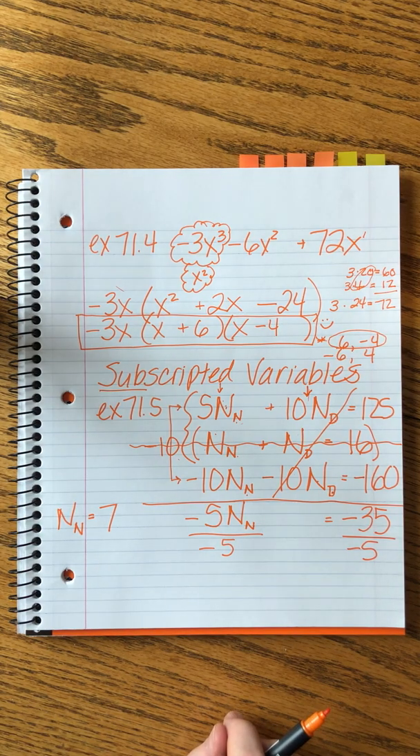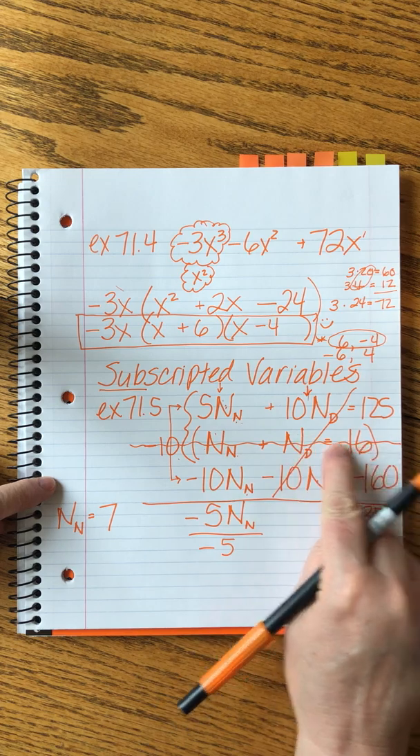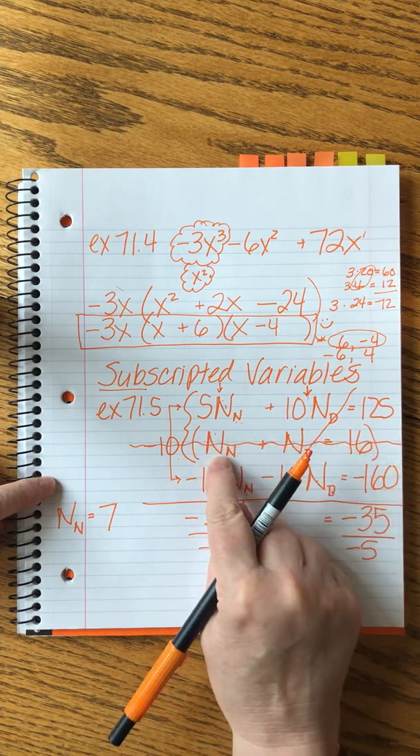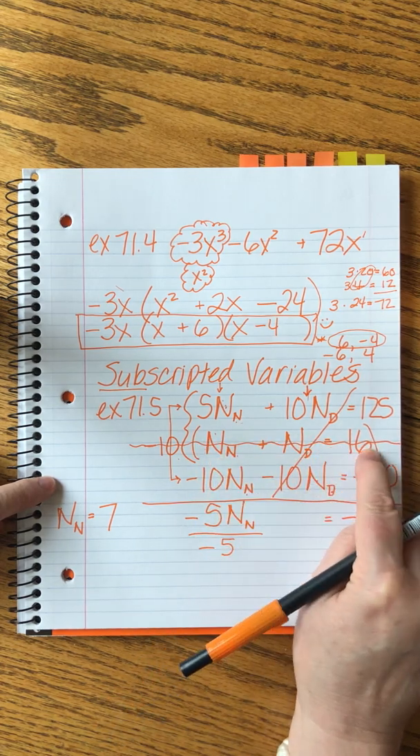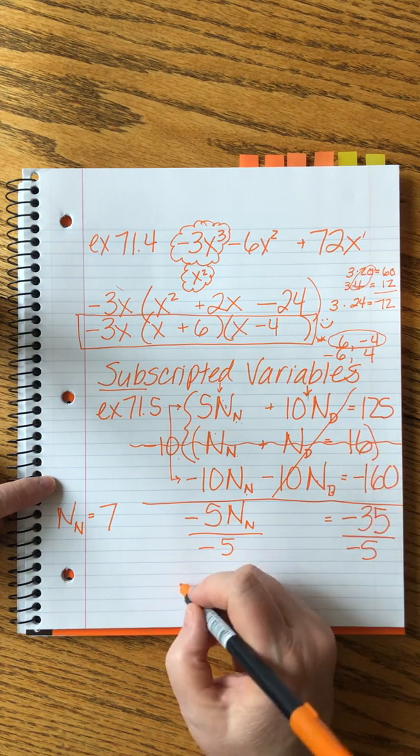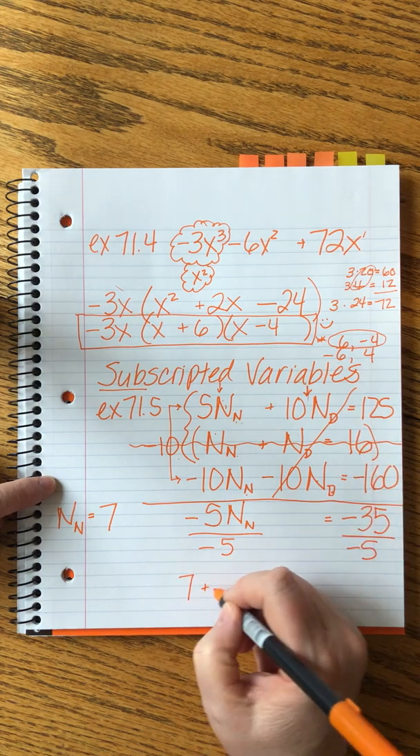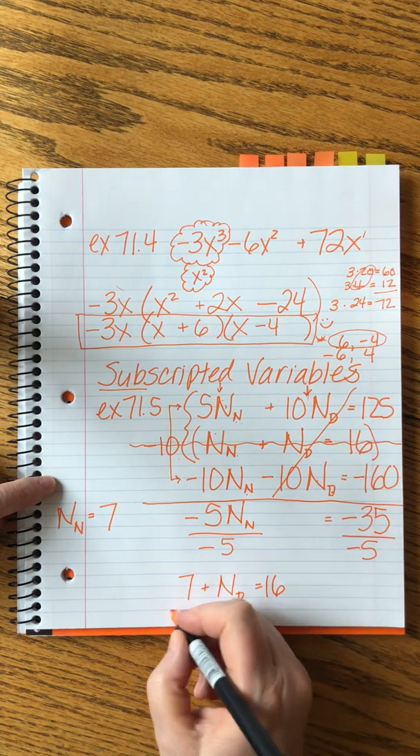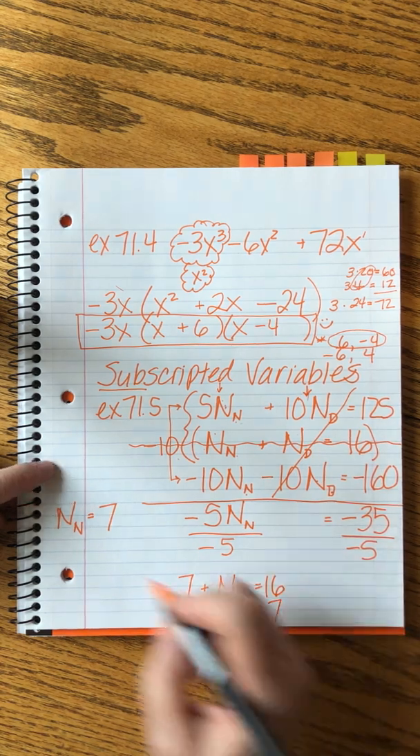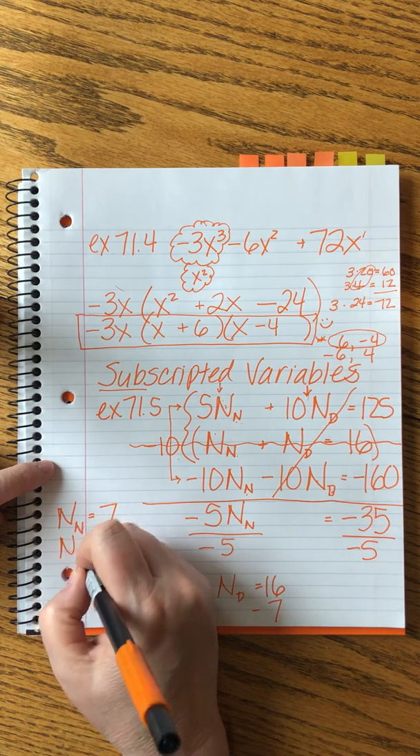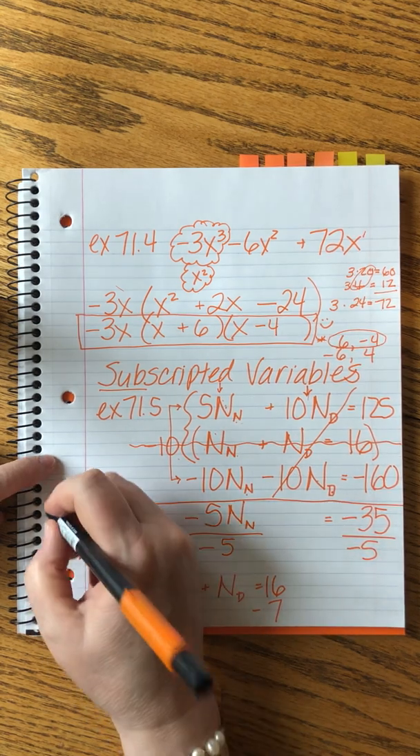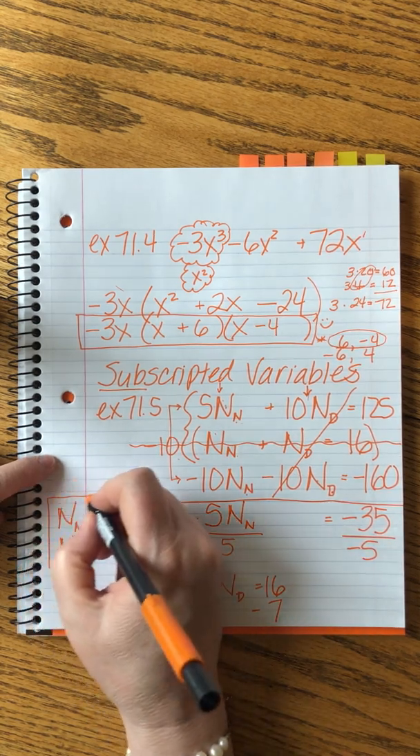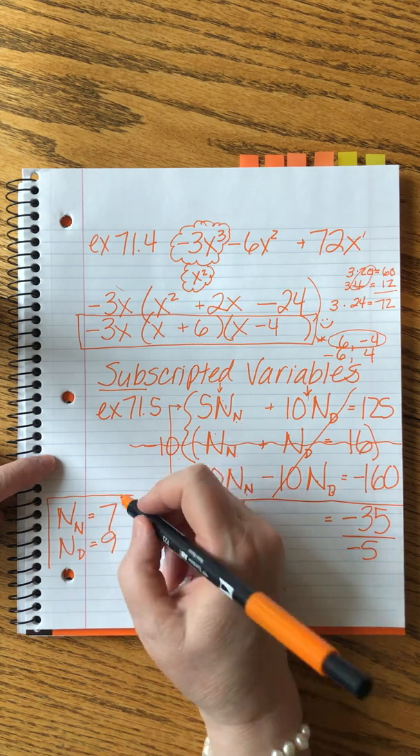We want to put this in, I'm going to put it into this one, the original, right? n sub n plus n sub d equals 16. So 7 plus n sub d equals 16, and we just subtract the 7 from both sides, and we get n sub d equals 9.